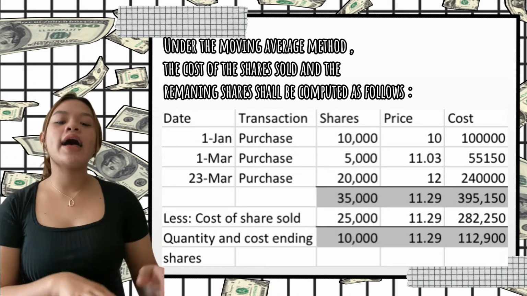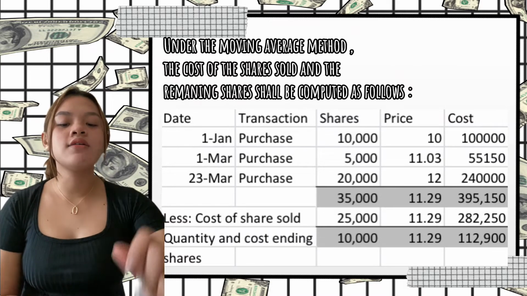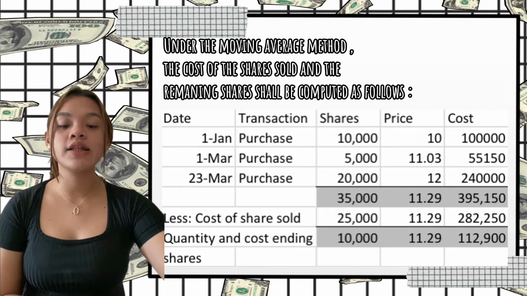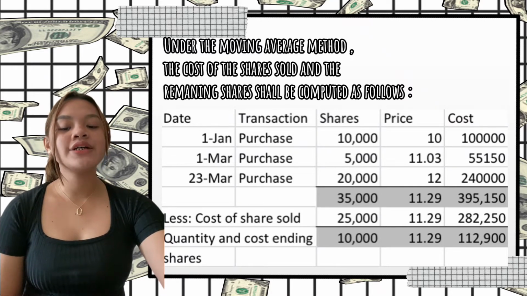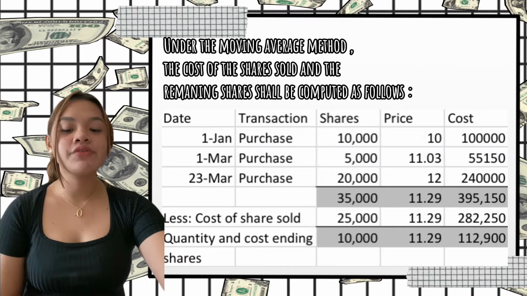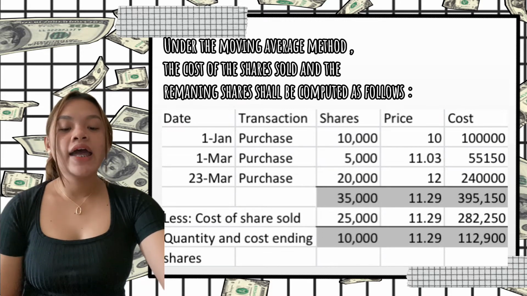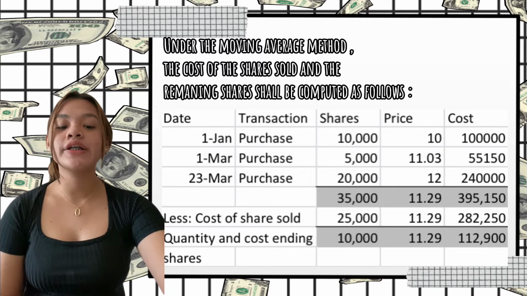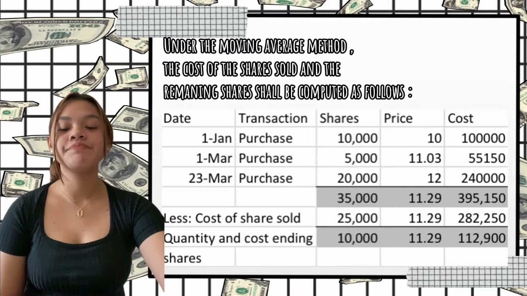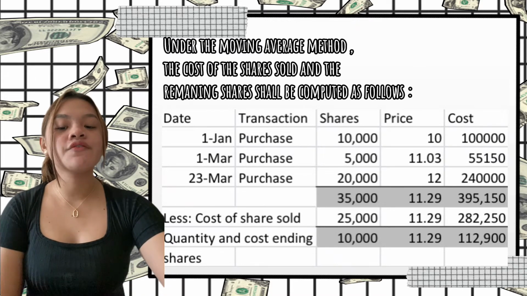First, we're going to add the shares. So 10,000 plus 5,000 plus 20,000 is equal to 35,000. And to get the average unit cost, we're going to divide 395,150 by 35,000. It is equal to 11.29. Next, to get the cost, we're going to add the 100,000, 55,150, and 240,000.